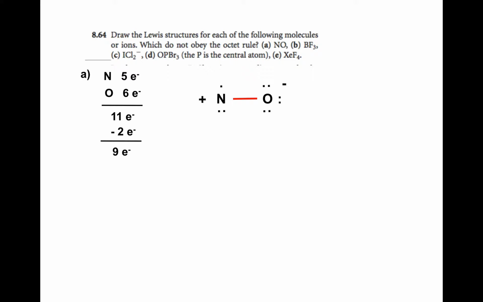So you've got a formal charge of +1 on the nitrogen and a formal charge of -1 on the oxygen, and this would be the Lewis dot structure for nitrogen monoxide. You're breaking the octet rule.